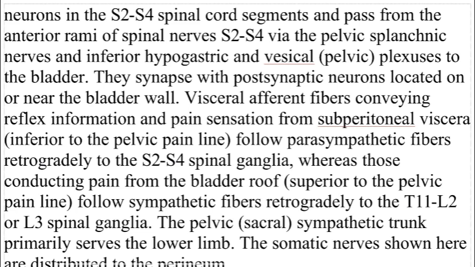I'm talking about the presynaptic parasympathetic fibers to the bladder. I say they arise from neurons in the S2, S3, and S4 spinal cord segments, and these pass from the anterior rami of spinal nerves S2, S3, S4 via the pelvic splanchnic nerves and inferior hypogastric and vesical plexuses, and they go to the bladder.